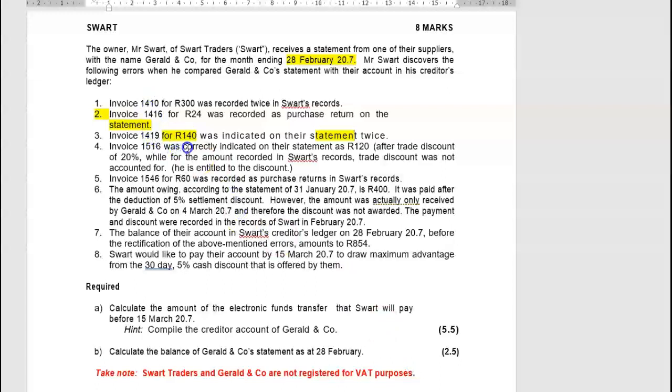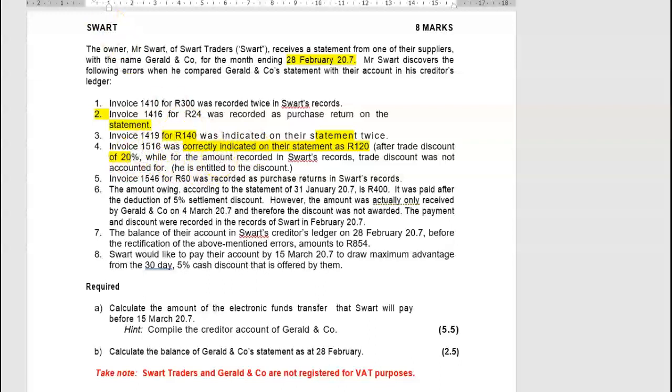Invoice 1516 was correctly indicated on the statement as 120 Rand, after a trade discount of 20%. So that is correct, isn't it? Because what do we record an invoice value at? After the trade discount has been deducted.